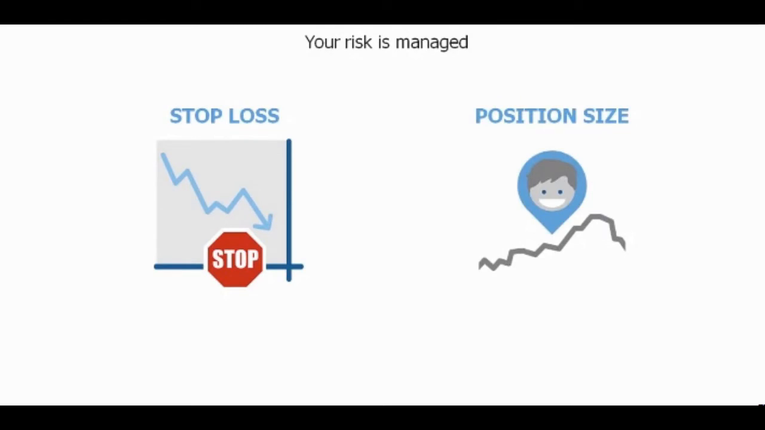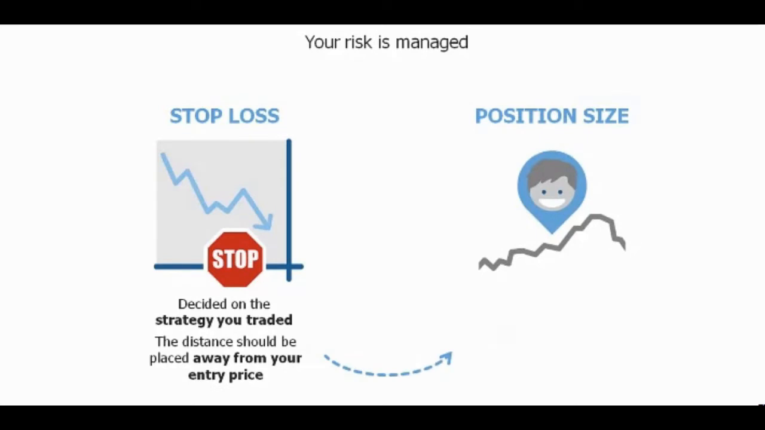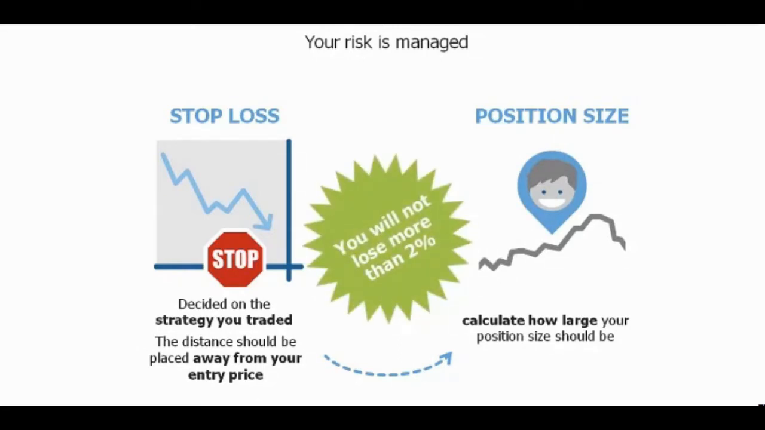When trading, your risk is managed by using a combination of a stop loss and the position size you decide to use. Generally, your stop loss would be decided on the strategy you traded. Once you know the distance your stop loss should be placed away from your entry price, you can calculate how large your position size should be, so that should your stop loss be hit, you will not lose more than 2% of your account. As part of the beginner strategy, we showed you a very simple way of working out the volume size when looking to place a trade.